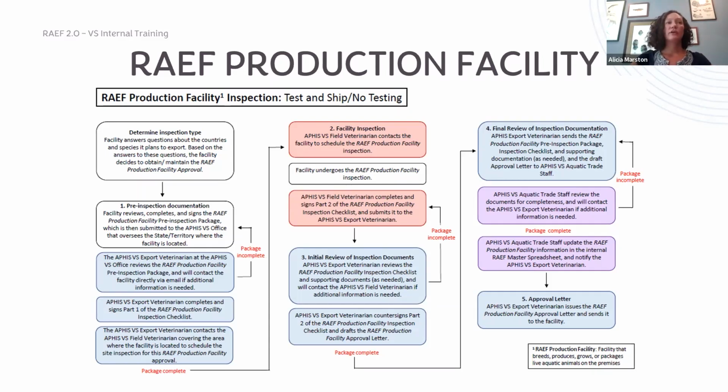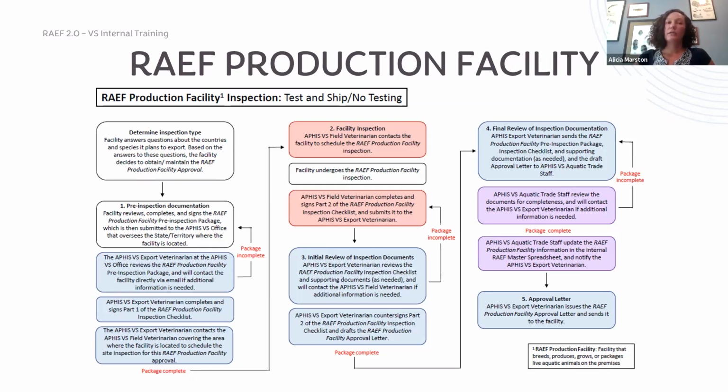Then we'll follow just the RAEF production facility inspection flow, where either there's no testing or they can do test and ship. So the first step will be the facility filling out the pre-inspection documents. So there's a pre-inspection package that the facility is going to review, complete, and sign, which then they're going to submit to their local VS office. The VS office will be like the export office that is overseeing that region.